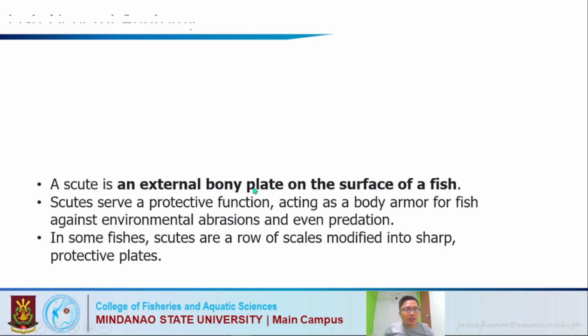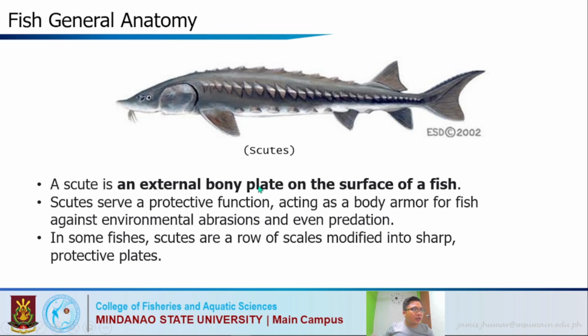And then, a scute is basically a typical unique characteristic for sturgeon fishes. Scutes are an external body plate for surface fish. Scutes serve a protective function, acting as body armor for fish against environmental abrasions and even predation. In some fishes, scutes are a row of scales modified into sharp protective plates.